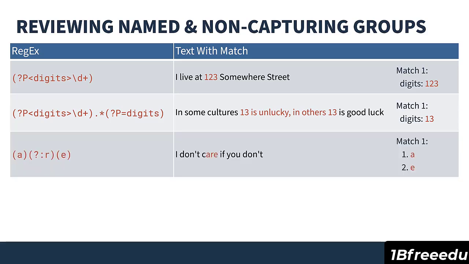(?: is a non-capturing group. The regular expression on the left-hand side has 3 groups in it: literal A, non-capturing R, and literal E. This matches the ARE in care of the string. But only 2 groups are found, the A and the E. The R in between doesn't capture.